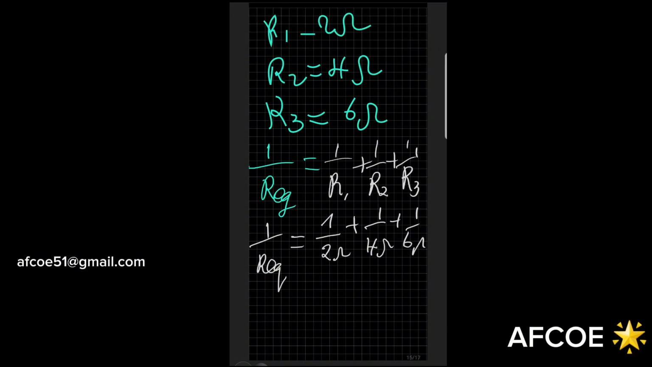Okay, now what is that? I will look for the LCM, and the LCM of 2, 4, 6 is 12. So 12 is the LCM, and 12 ohms cube dividing by 2 ohms will be 6 ohms square. 12 ohms cube divided by 4 ohms will be 3 ohms square. And 12 divided by 6 gives 2 ohms square.